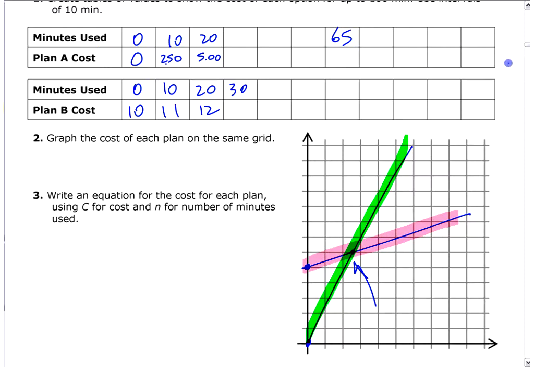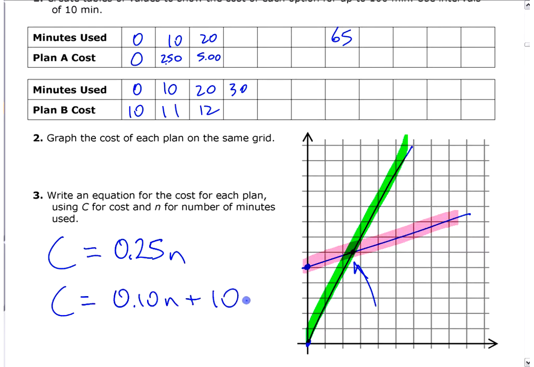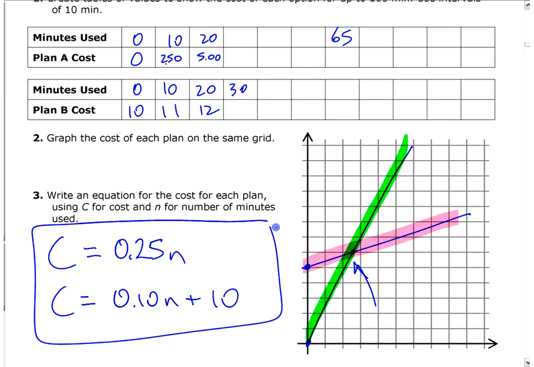Anyways, if you tried to write the equations here, using C for cost and N for number of minutes, one of them is C equals 25 cents times the number of minutes. The other one is 10 cents times the number of minutes, but you've got the additional $10. If you're trying to write an equation, that's what it is.